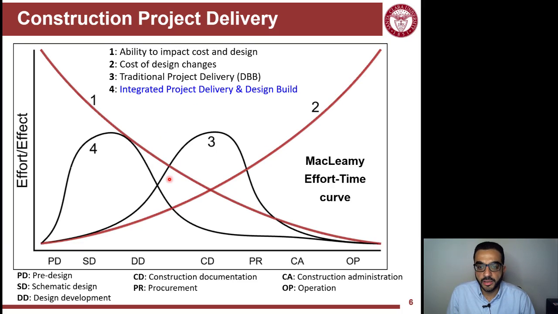And this is why this idea is the MacLeamy effort-time curve. When you're thinking about the traditional project delivery, the first and the second curve, we covered these before, but the traditional project delivery, which is design-bid-build, we will explain these. There's a lot of effort done in the middle of the project life, which is the construction documentation. A lot of effort put into detailing the project, like design, but there's less effort done in really thinking about this design, if it's constructible, trying to innovate in the design early on.